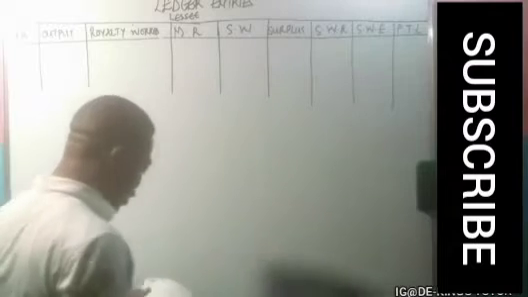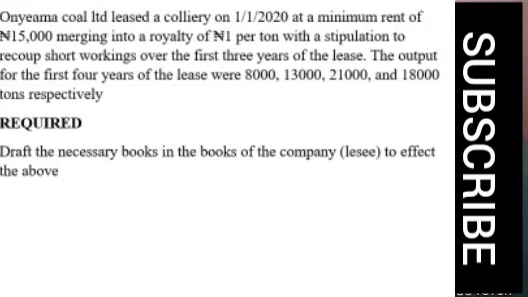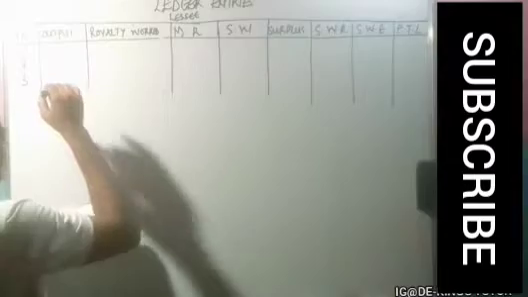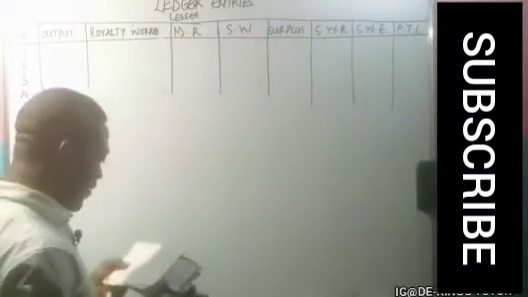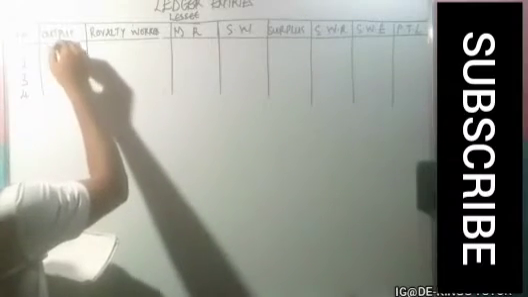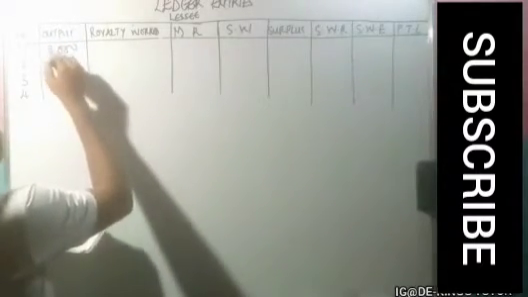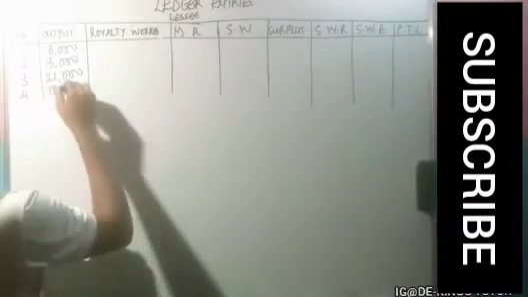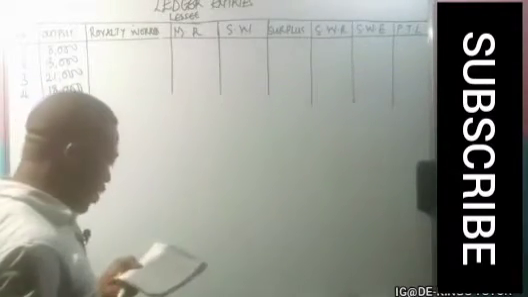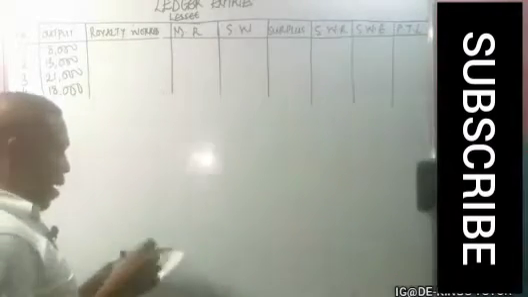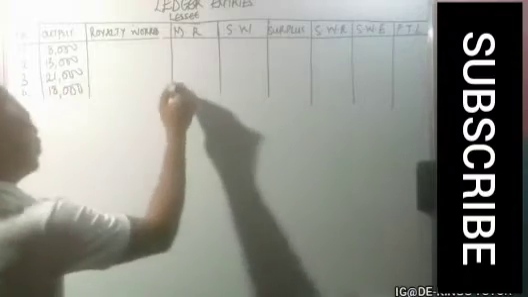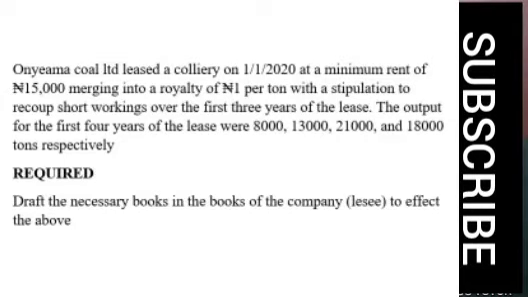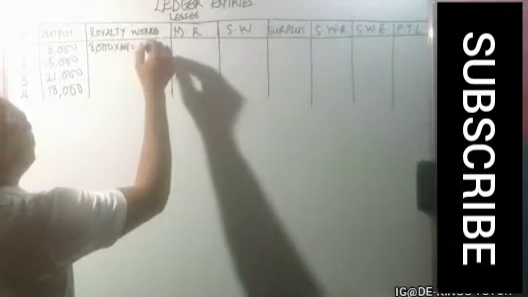Okay, now if you check in the question, they said 4 years, so the first, the second, the third, the fourth. The first output of the lease is 8,000, the second is 13,000, the third is 21,000 and the fourth is 18,000 tons respectively. Now they said 1 naira per ton, which means we multiply each by 1 naira. So 8,000 times 1 naira gives us 8,000 naira.